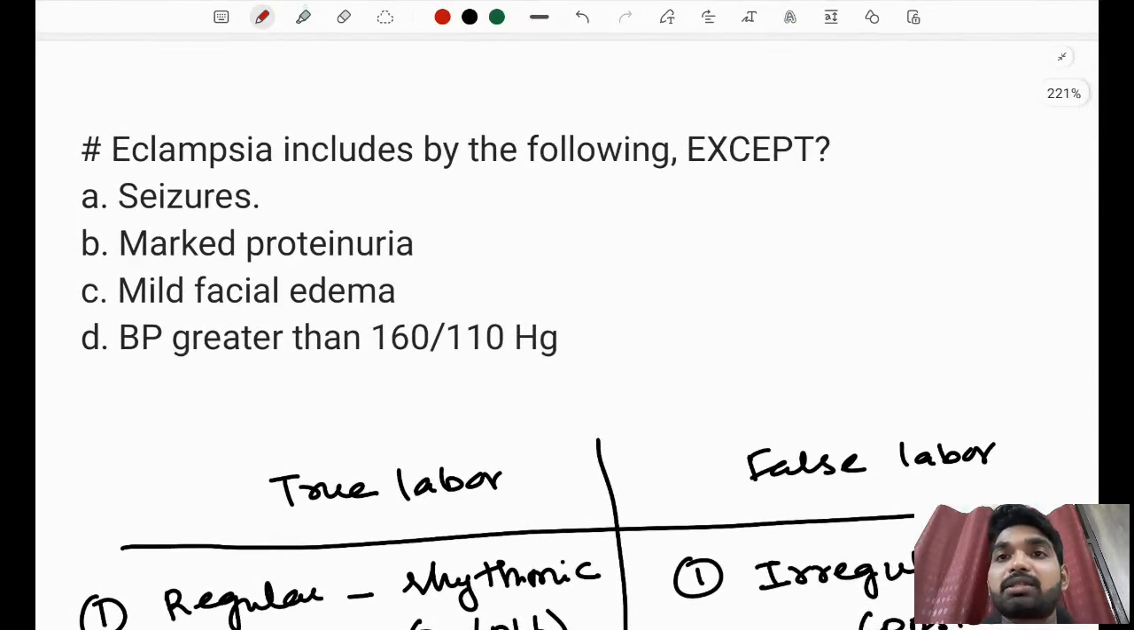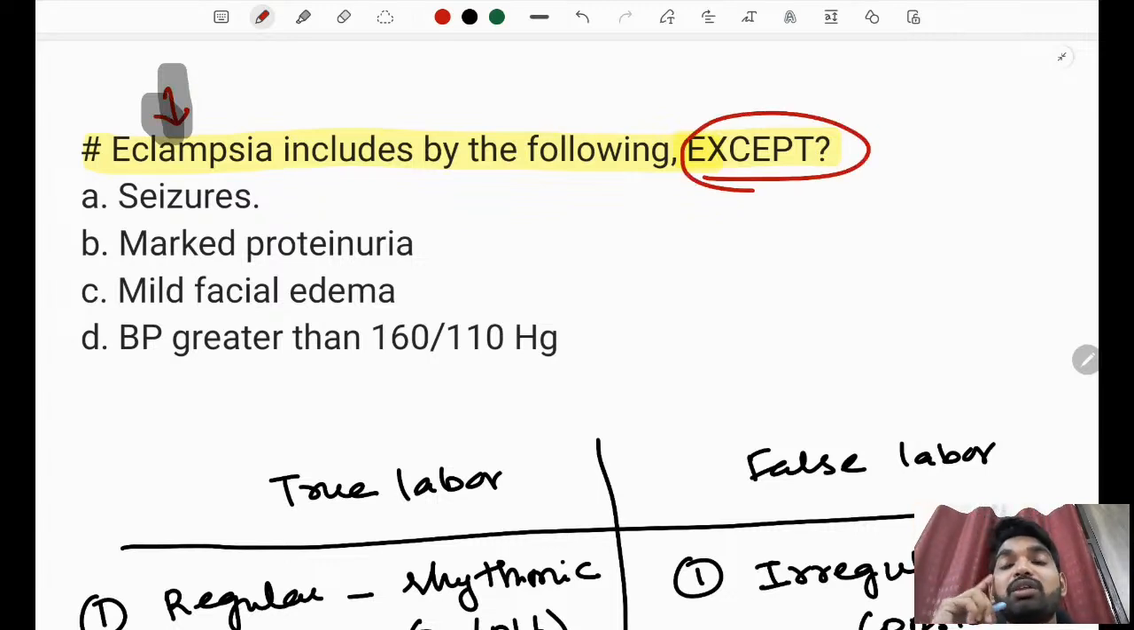Okay. Next, quickly tell me about eclampsia. One more MCQ, we will end the session within a while. So answer this MCQ. Eclampsia includes the following except: option A, seizures; option B, marked proteinuria; option C, mild facial edema; option D, BP greater than 160 by 110 mm of Hg. Here they are asking you which symptom is not usually seen in case of eclampsia.